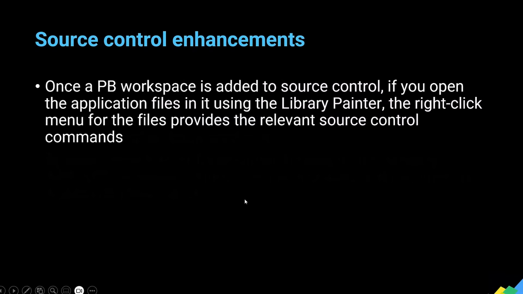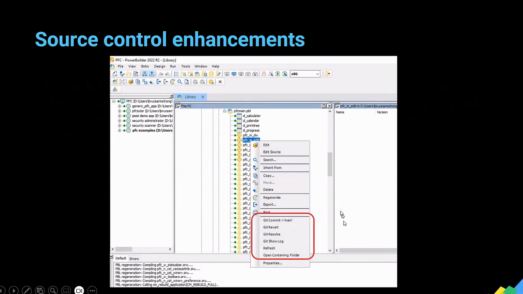In the source control enhancements, you're familiar with the system tree, and you right-click on objects in the system tree, and you get the right mouse button pop-up menu, and it has source control options in it. Those weren't available in the library painter. That's been resolved in this version, where you can now do the source code control operations from the library painter as well. So it looks like this.